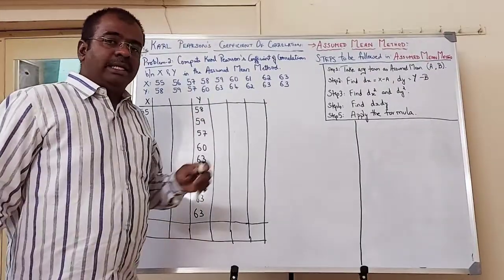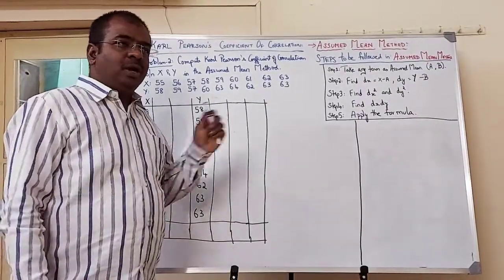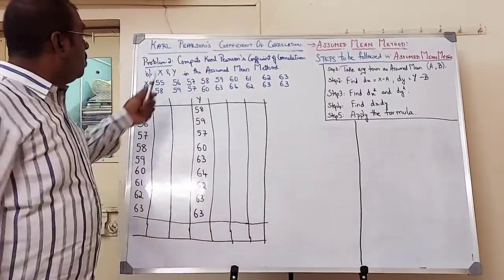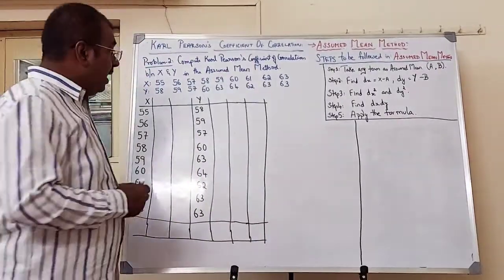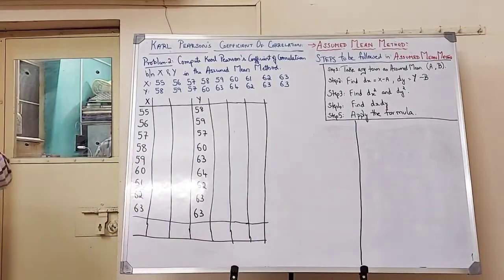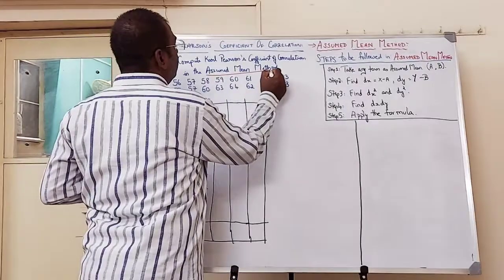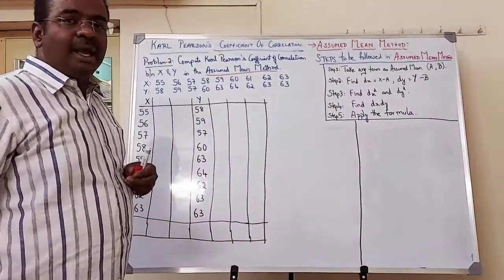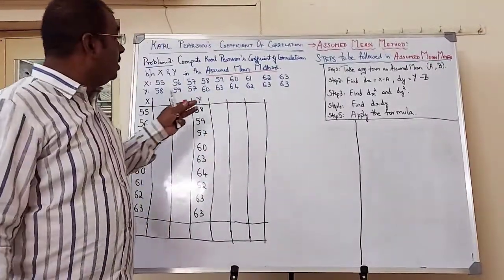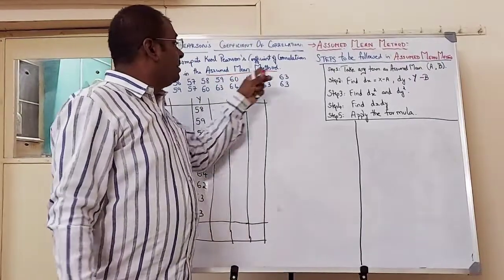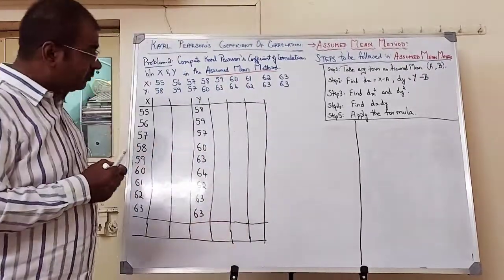Okay, now let us look at one more problem as to how to solve the Karl Pearson's coefficient of correlation in the assumed mean method. Just now we have done one problem based on the assumed mean method, and this shall be the second problem on the basis of assumed mean method.